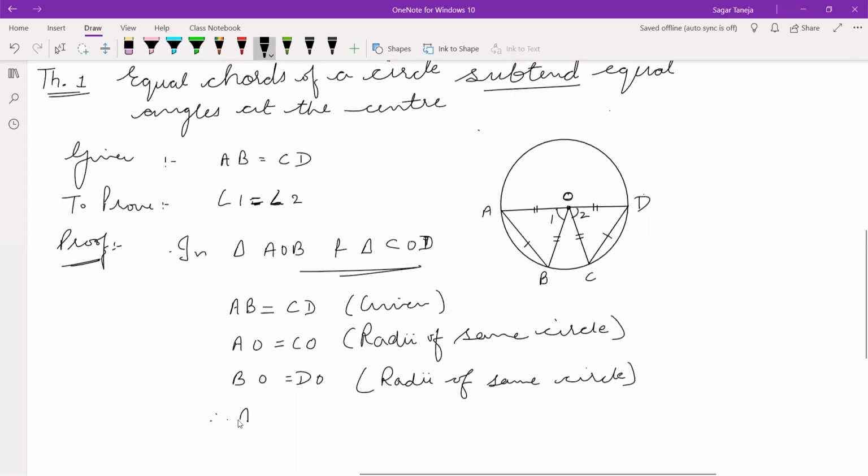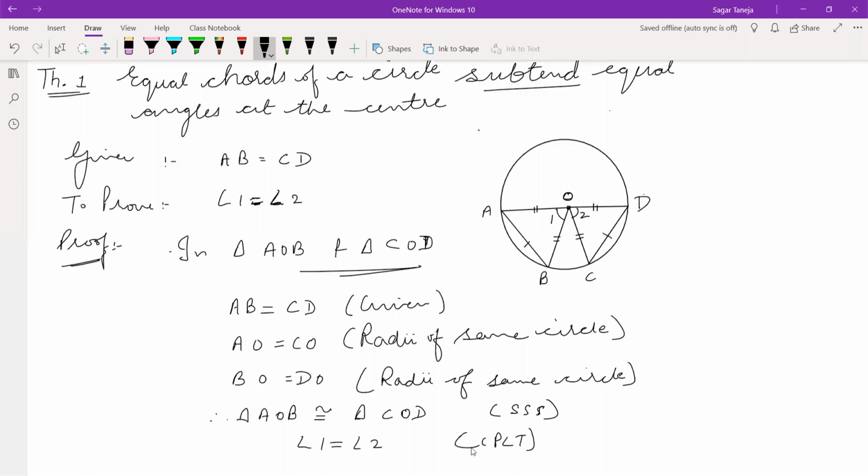So triangle AOB is congruent to triangle COD by triple S congruence criteria, and by CPCT we can write that angle 1 and angle 2 are equal. So it is proved that yes, equal chords do subtend equal angles at the center.